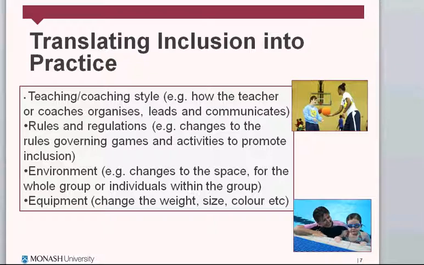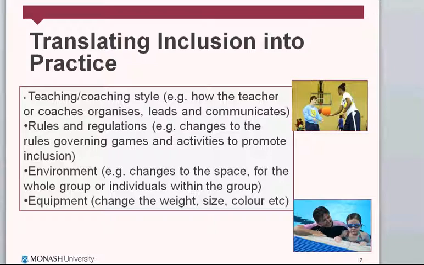TREE I like because it's quite simple, so teaching coaching styles, so adapting how you organise, communicate, lead the session, and we did a lot of that last week with looking at sensory disabilities. Then the rules and regulations, how could you change them? And again, we did that a bit last week where we said about the 1 metre rule for players with complete visual impairments, so that people couldn't come in and invade their space. It gave them time to actually get on the ball and to play.